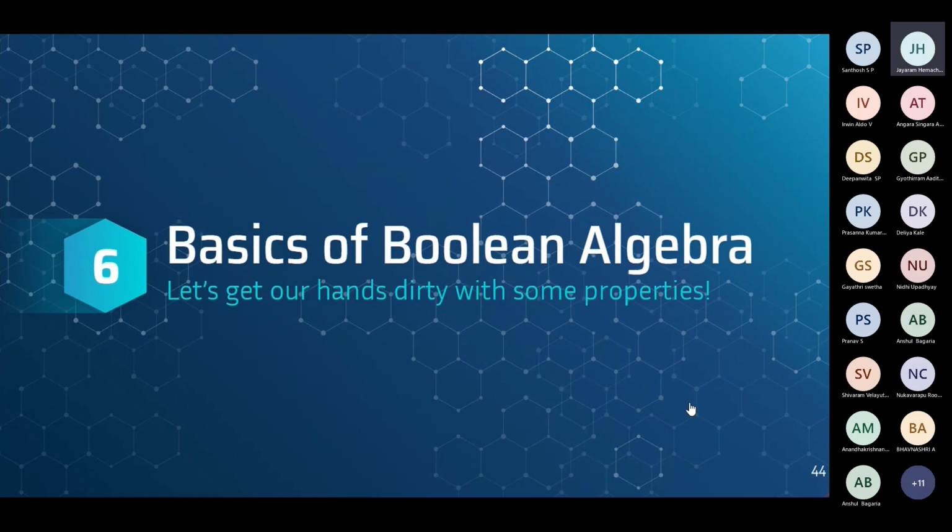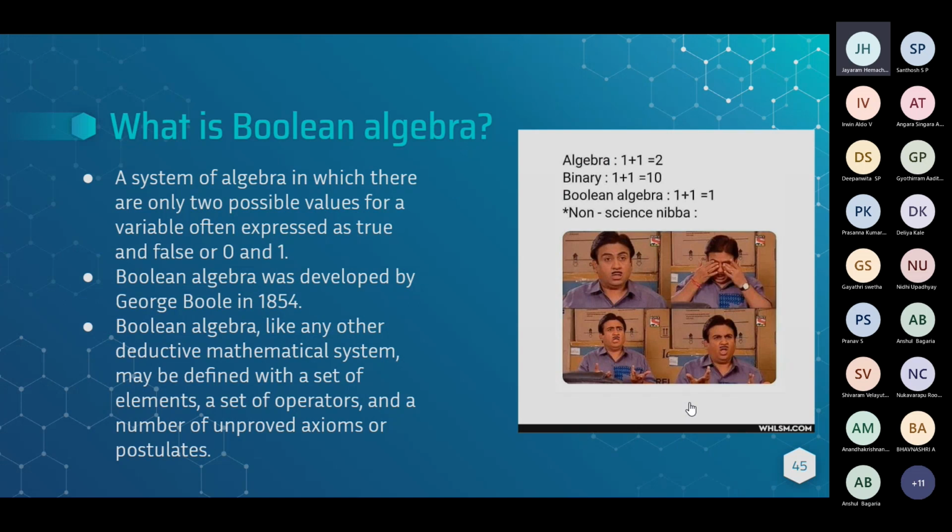I'll start with the basics of Boolean algebra. So, what is Boolean algebra? See this meme: algebra says 1 plus 1 is equal to 2, binary says 1 plus 1 is equal to 10, Boolean algebra says 1 plus 1 is equal to 1. This is what Boolean algebra is. Boolean algebra was developed by George Boole in 1854.